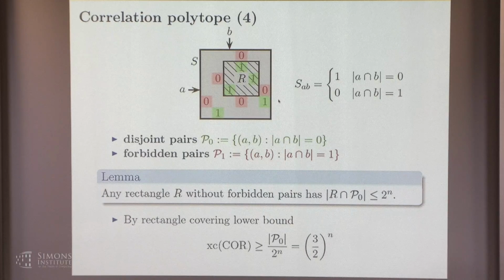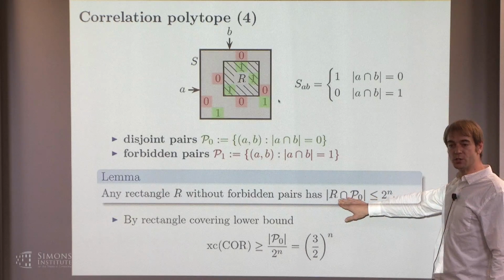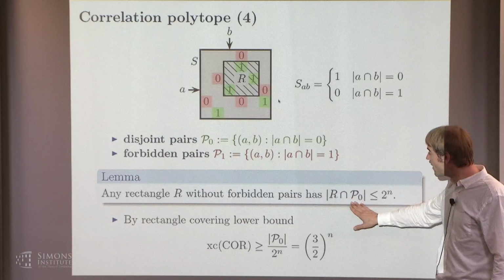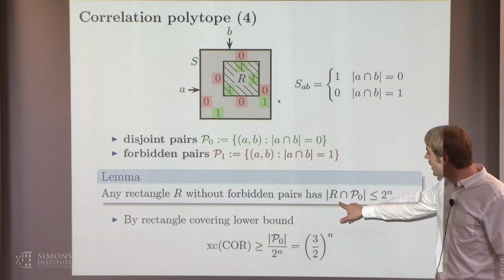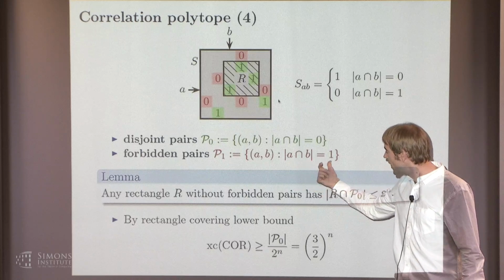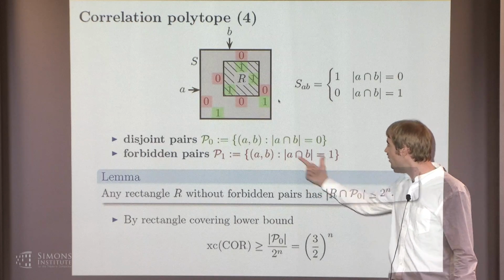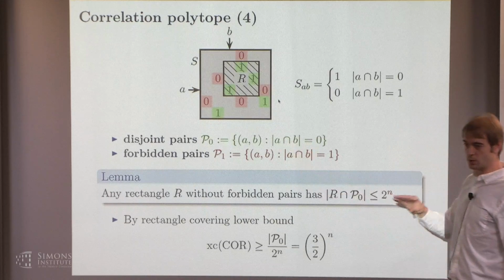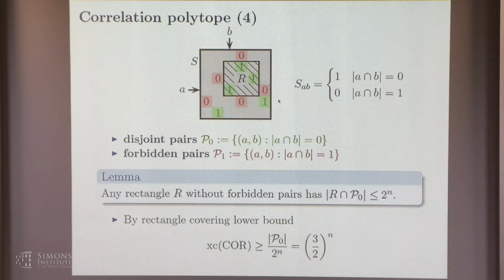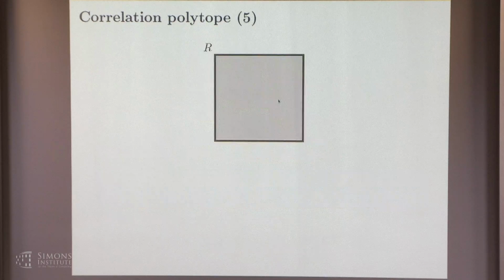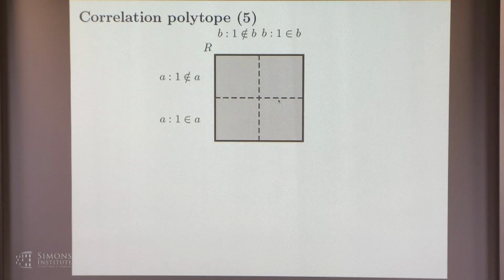Now, this is the only thing that remains to be proven: that whatever rectangle you have that does not contain a pair AB sharing 1 entry, you can cover at most 2 to the n of these entries. OK, that's the statement, and we'll prove this by induction. So how do you prove things by induction? Well, you have n elements. You take element number 1, and you mess around with it.